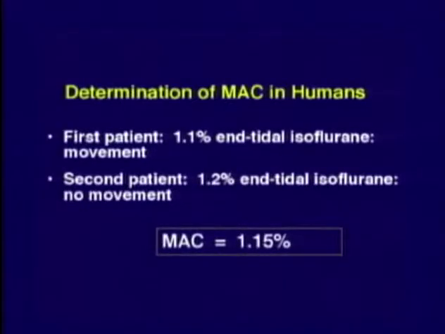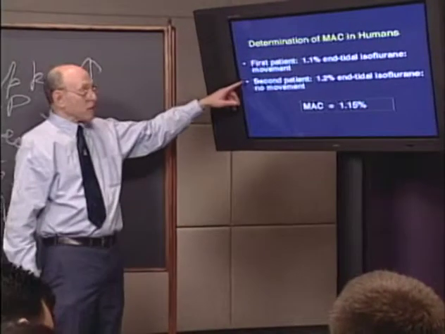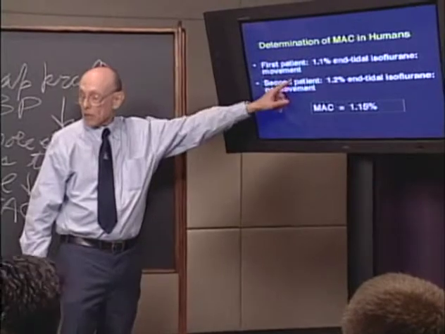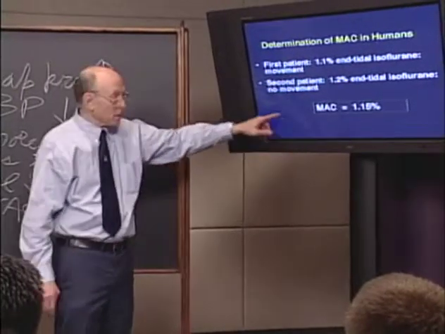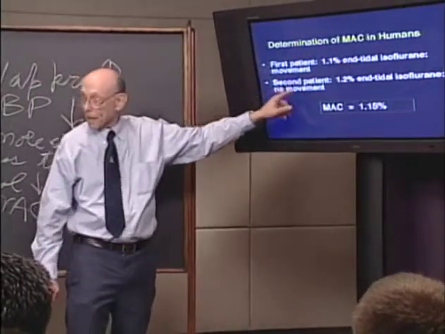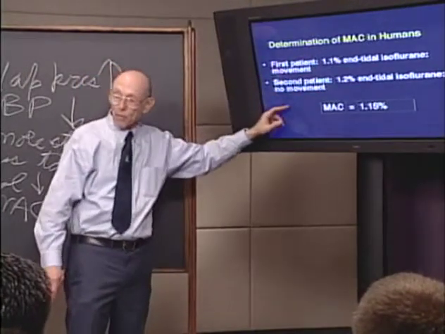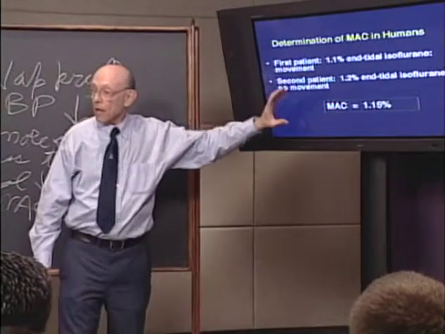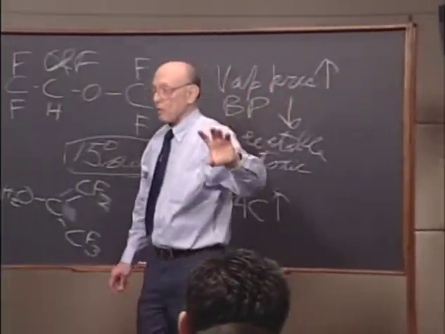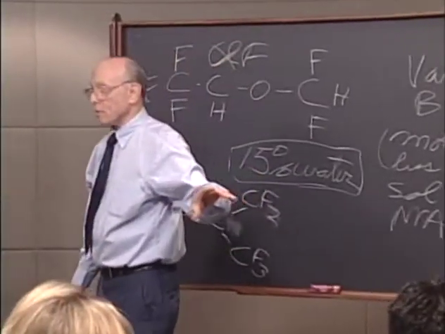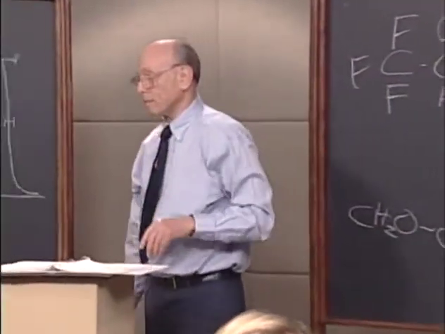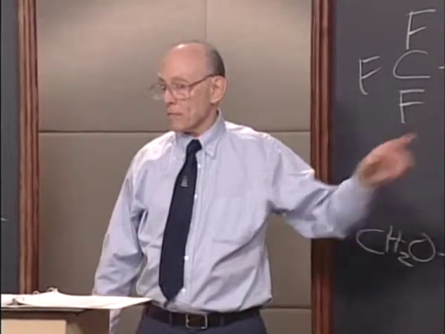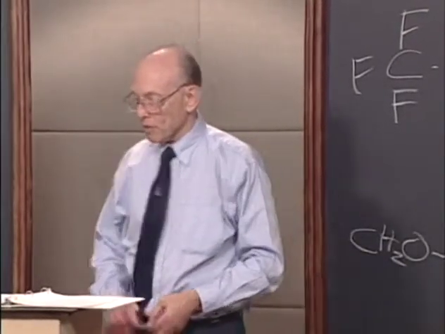Right. So if the first patient moves at a concentration of 1.1% isoflurane, in the second patient you'll go up because this patient moved. And you keep on going up until you get no movement. And the bracketing concentrations, the one that permits movement and the one that prevents movement, are the ones that define MAC for that pair. And you gather 4 to 6 pairs of patients using that technique, which is called the Dixon up and down technique. And that defines MAC for inhaled anesthetics in humans.